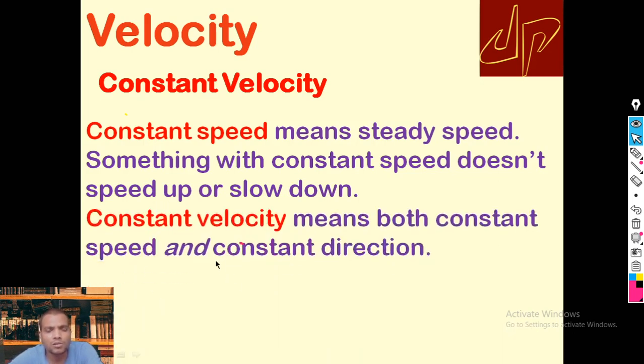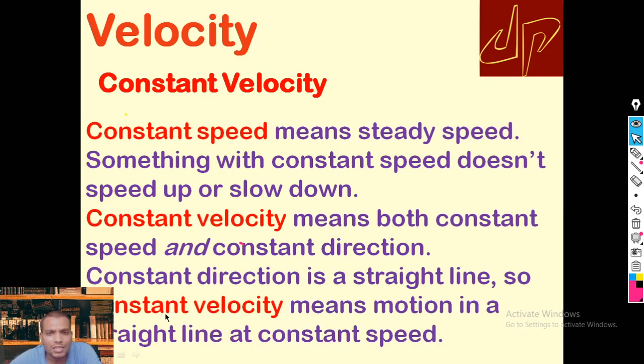Similarly, constant velocity also. In constant velocity, we need to consider both. It should maintain the same speed along with the same direction. So if an object is moving at the same speed in the same direction, then we can say that object is moving with a constant velocity. For example, if a swimmer is swimming in one particular direction with constant speed, then we can say he is moving with a constant velocity. Constant direction means a straight line. So constant velocity means motion in a straight line at constant speed.